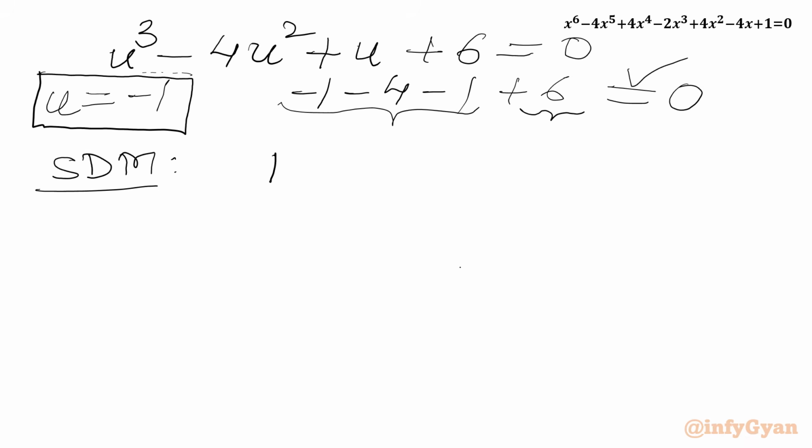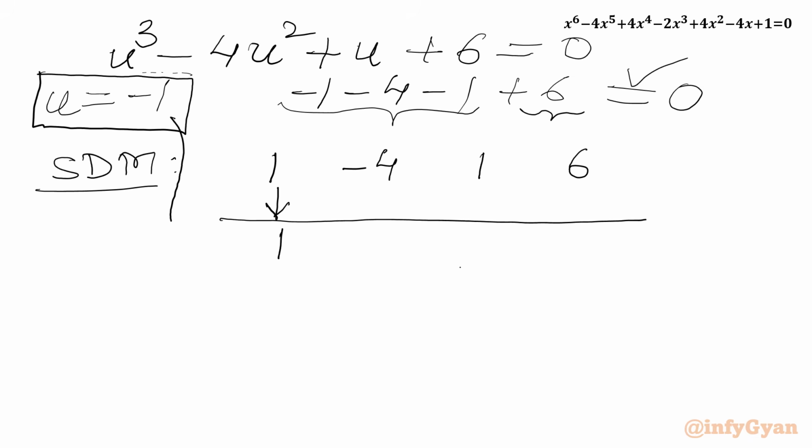Coefficient of u cube is 1, coefficient of u square is -4, coefficient of u is 1, constant is 6. We will retain our leading coefficient 1 as it is, so we'll write here 1. Now we have to multiply base solution with this leading coefficient 1. -1 times 1, we'll write the product over here. Then we have to add these two numbers and write here -5.